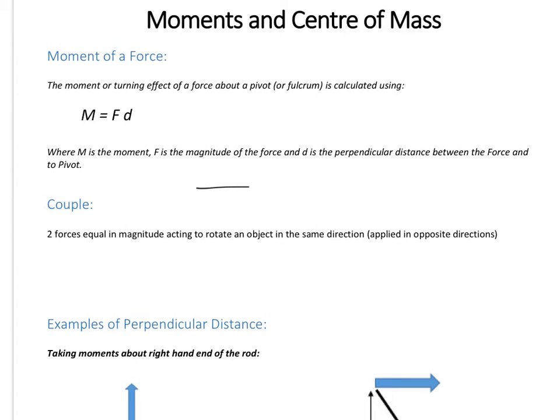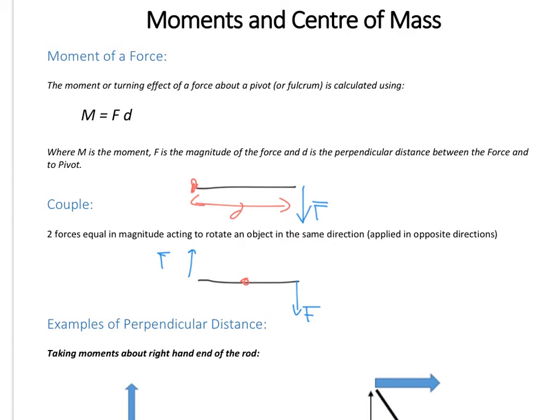So if we draw a beam and we have its pivot at this end here, and we apply a force normal to the beam, essentially this is going to be the perpendicular distance and this is the magnitude of the force. Now a special case of this is something called a couple. This is when you have the pivot at the centre of the object here and you have equal and opposite forces acting on it. These forces are both acting to rotate it clockwise and the forces are equal in magnitude but in opposite directions. So that's known as a couple.